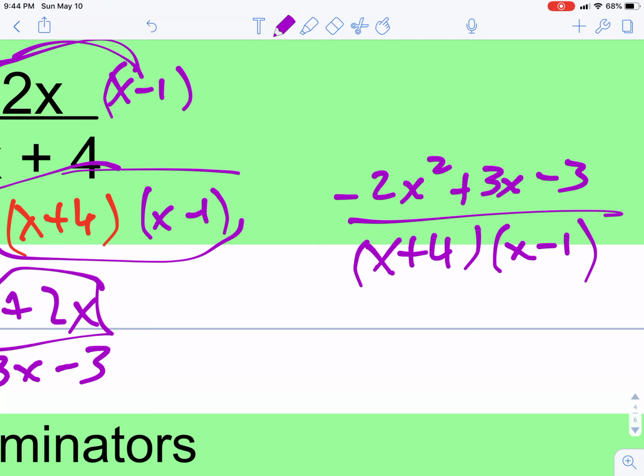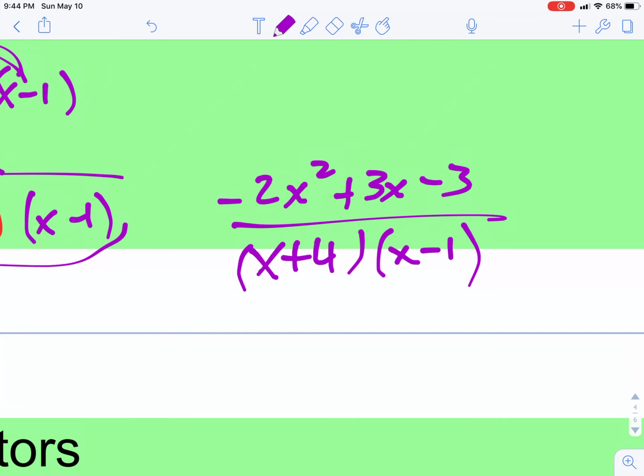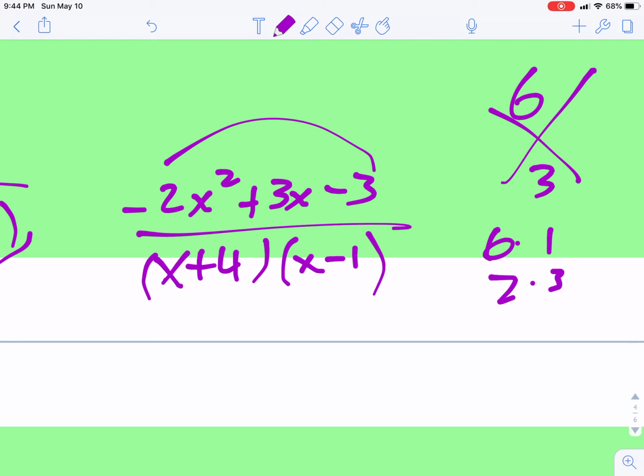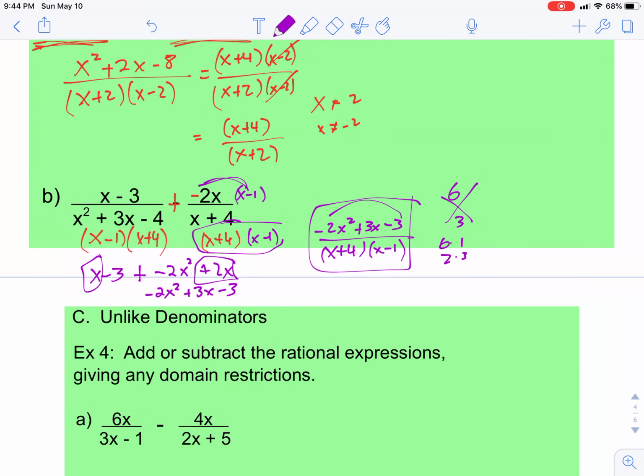Okay? And then we would try to look to factor these two factors of positive 6 that add up to positive 3. That's not going to happen because we either have 6 and 1 or 2 and 3. Either of those can't be factored, so this guy is good to go. Final answer.